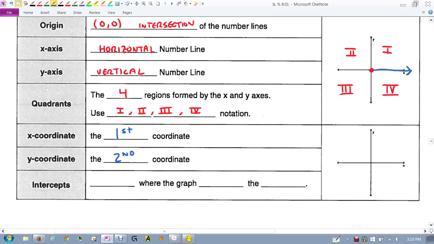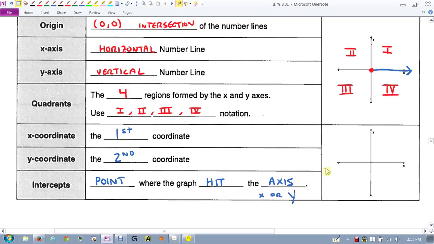What are intercepts? When we talk about an intercept, either one, right? Anytime you have an intercept, it's a point. It is a point where the graph hits the axis, and it can be the x or the y.